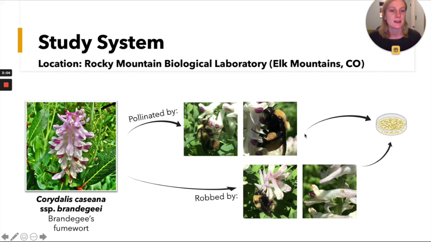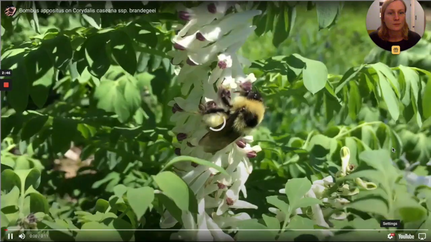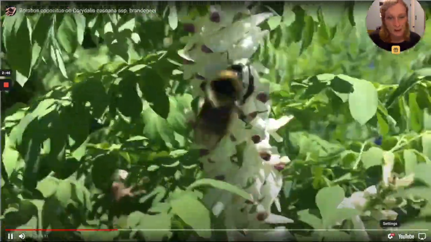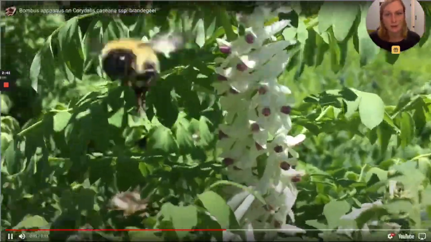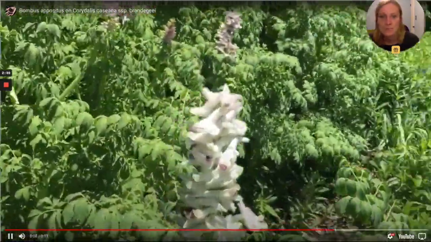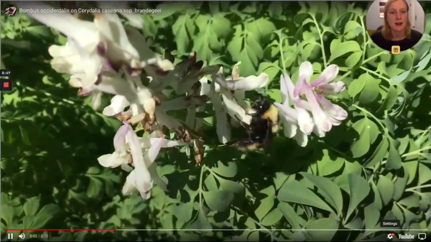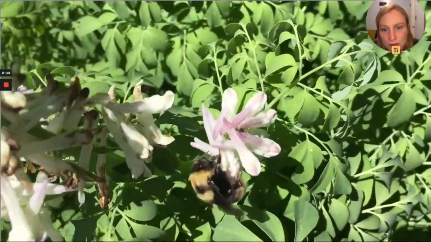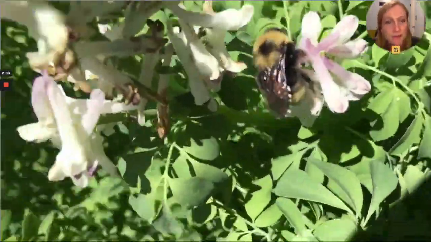I'm interested in seeing what microbes are vectored by these two different types of floral visitors, and to see if there's any feedback loops mediated by these microbes. So here's a short video of Bombus appositus pollinating the flowers. You can see it's going in through the floral opening. And this is a video of Bombus occidentalis, which is robbing Corydalis. You can see it chews a hole and then steals nectar through the side of the flower.